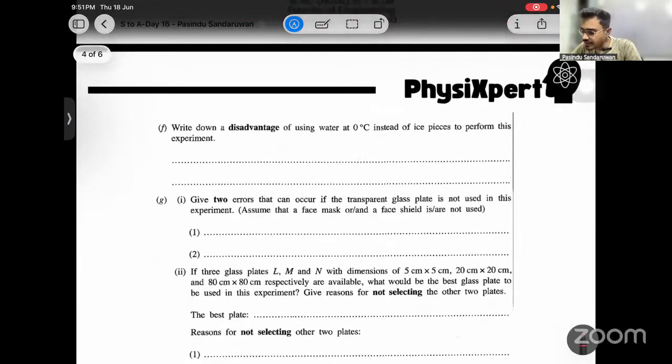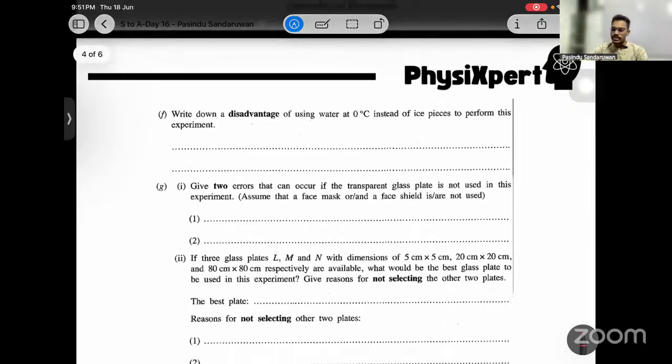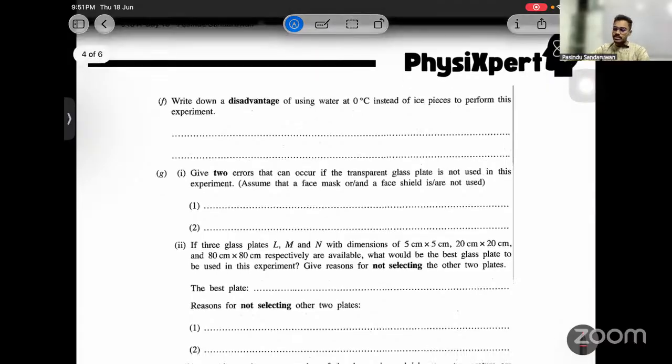F, write down a disadvantage of using water at 0 instead of ice pieces to perform the experiment. So that's a small thinking part. In the guide given, we don't have such points; they are thinking parts. If water is added, the water is just going to increase its temperature without any state change. Then we'll need a large volume of water.